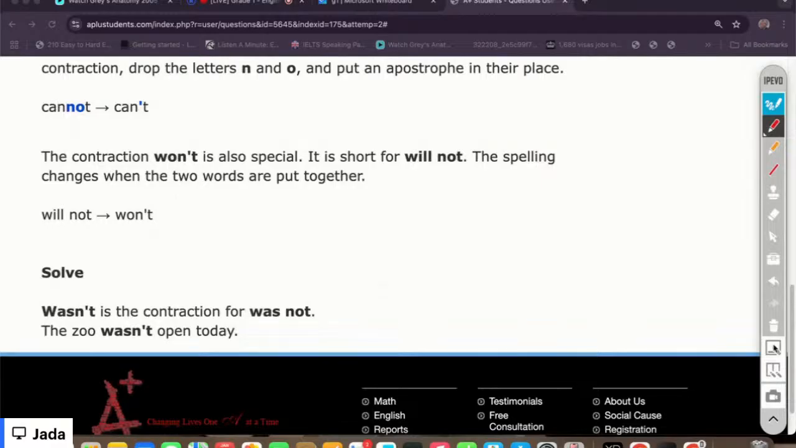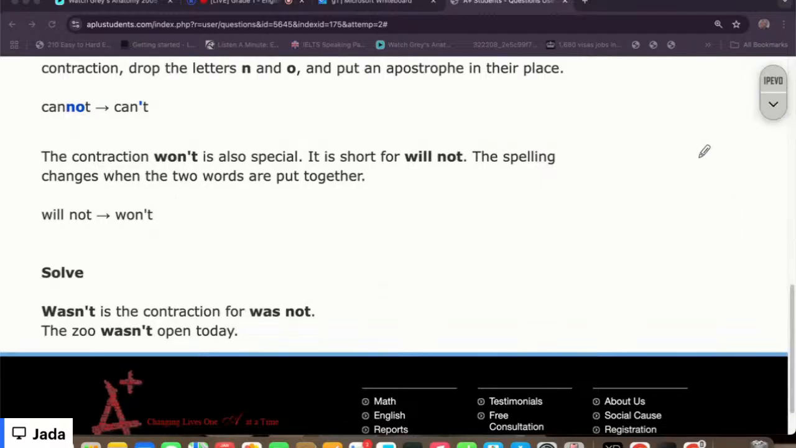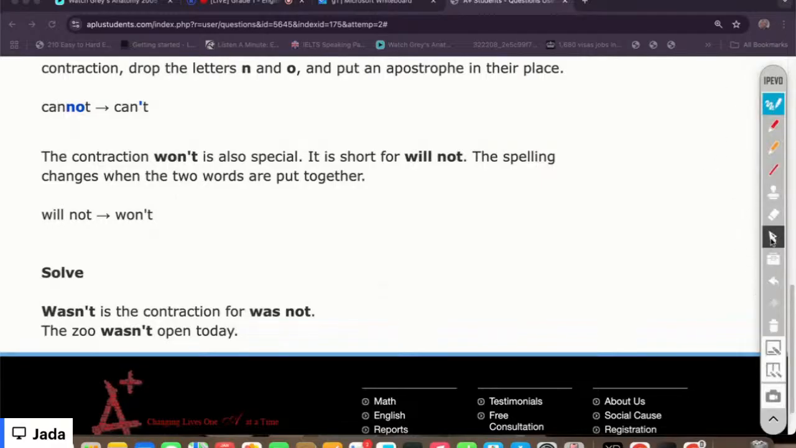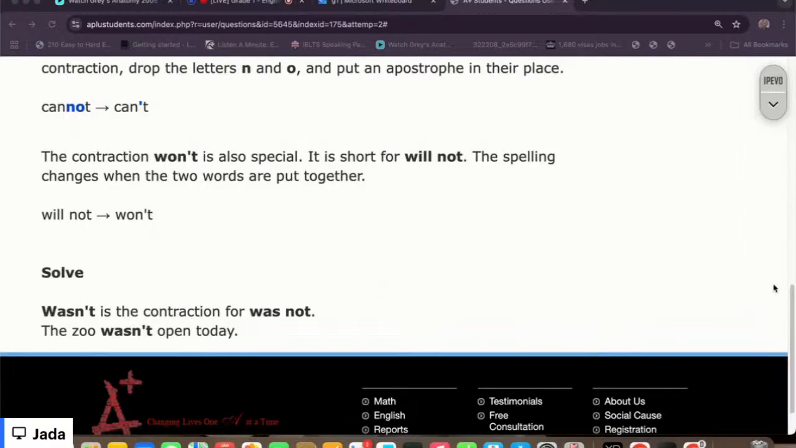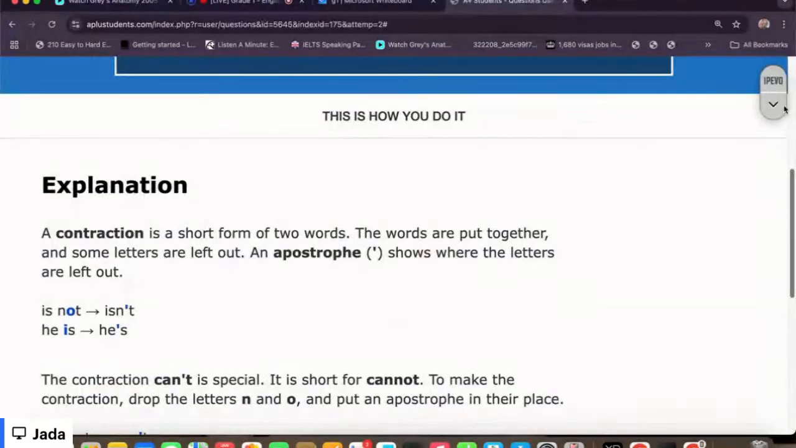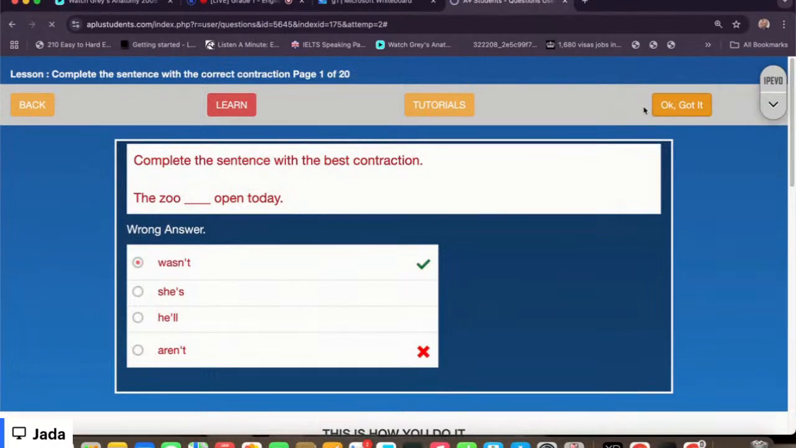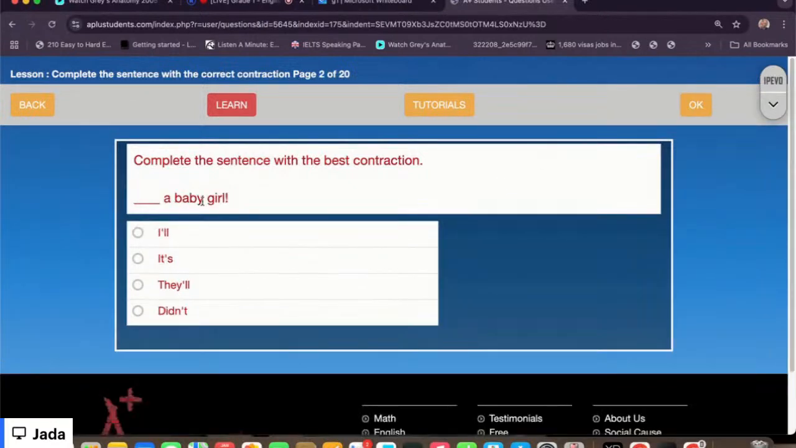Thank you. So moving on, let's move on. Dash a baby girl. I will, it is, they will, didn't a baby girl. So what do you think is the right one here?